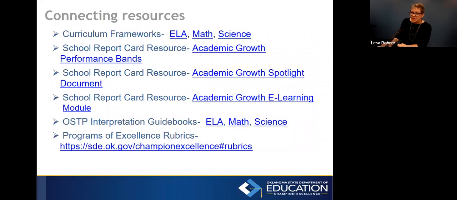Here are some resources. Oh, those curriculum frameworks again. Again, those will give us some ideas of how to better understand and teach our standards. We have the academic growth performance bands, the spotlight document, the interpretation guidebooks, and the programs of excellence rubrics. These look a lot like those resources we saw for academic achievement because these indicators really do work together. One is looking at performance in a priority student group from one grade to the next, and one is looking at student progress, individual student progress between consecutive grades.